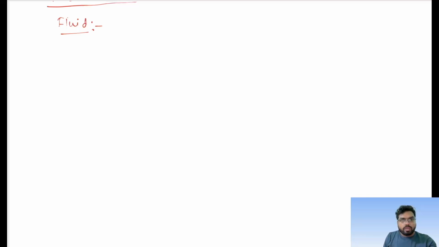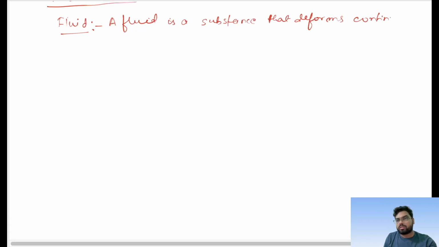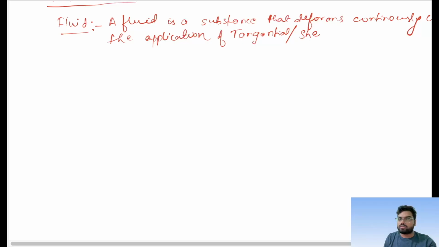So, fluid is a substance that deforms continuously under the application of tangential or oblique shear force, no matter how small the shear force is.